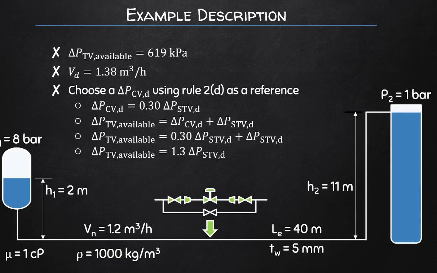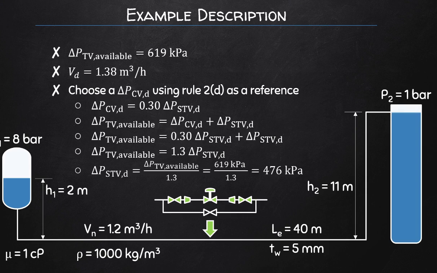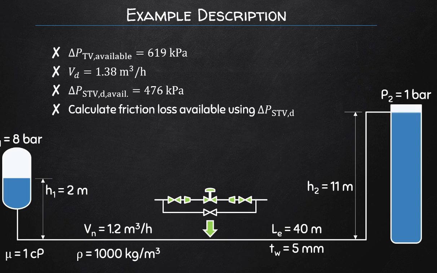Since we have two equations and two unknowns, we can reduce these to one equation with one unknown and solve for the subtotal variable pressure difference, and this gives us a result of 476 kPa. Next, we calculate the pressure drop due to the friction so that we can select a suitable pipe diameter.